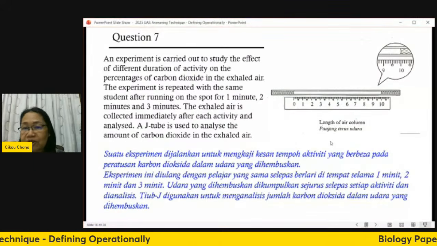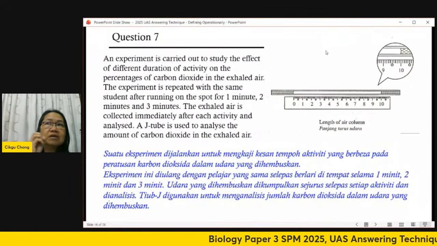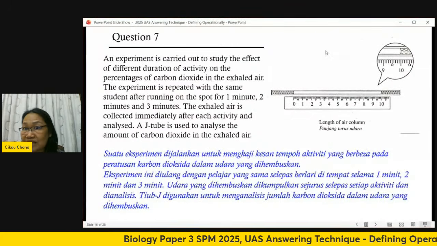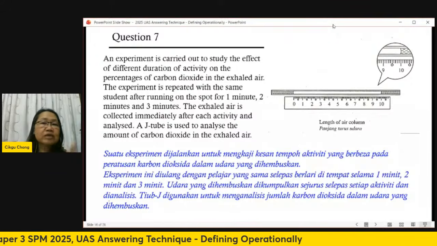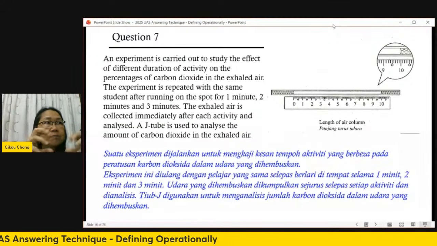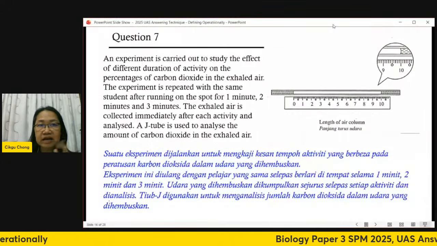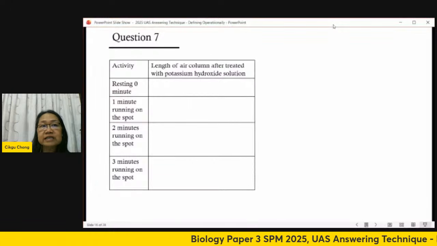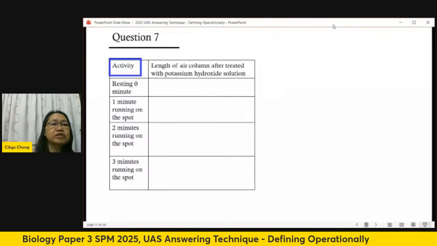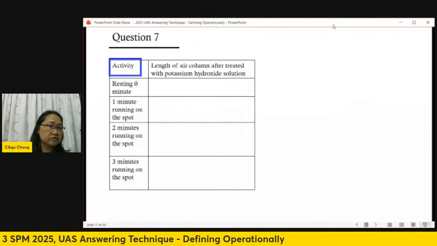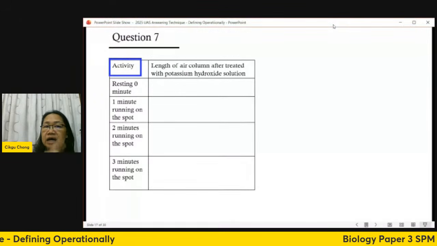You can also use potassium hydroxide to absorb. That one is to supply CO2, right? Just now your answer to provide CO2 is sodium hydrogen carbonate. This one is to absorb CO2. To absorb CO2 is using potassium hydroxide. See carefully. Now, your MV is the time, 0, 1, 2, 3, the time taken to do the activity. Not the activity, the activity is the same, just the time taken.